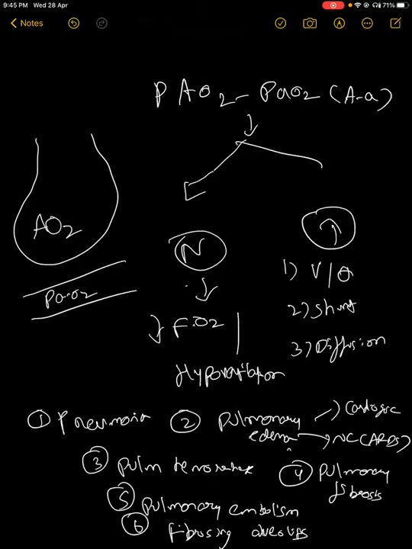Again, we know what happens in pneumonia. Due to the inflammatory process, the alveoli will be flooded with inflammatory infiltrates, causing areas of VQ mismatch and diffusion defect. The same happens in pulmonary edema. In pulmonary hemorrhage, it is again due to diffusion defect or VQ mismatch. And in pulmonary fibrosis, it is mainly because of diffusion defect.